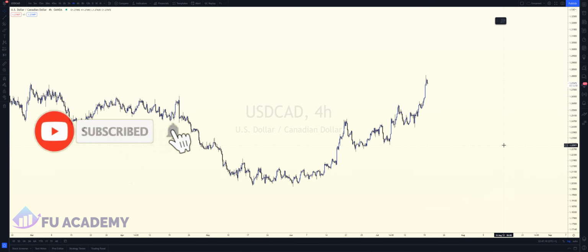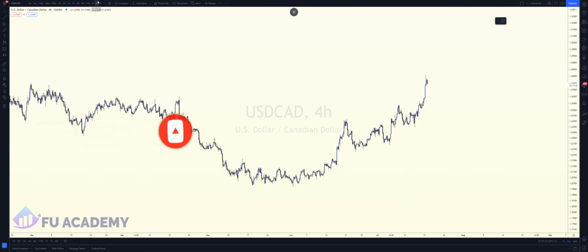So first step is always your market structure. Your market structure is king. So the first thing that I usually like to do is go from my monthly time frame to my weekly, daily, 12, 8, 6, 4. Basically, that's my top-down analysis, okay?